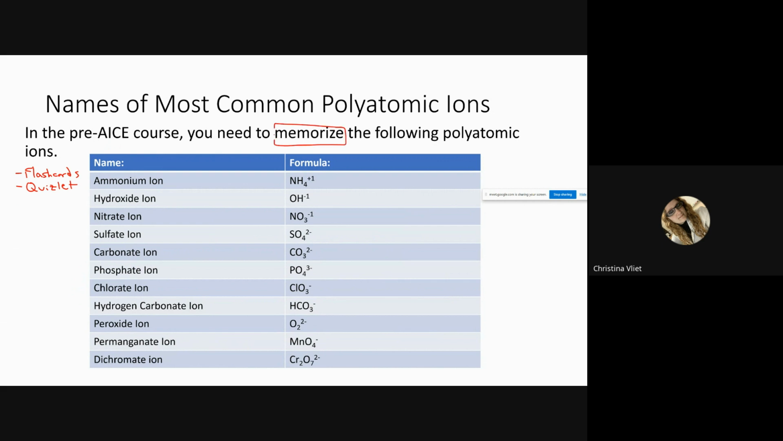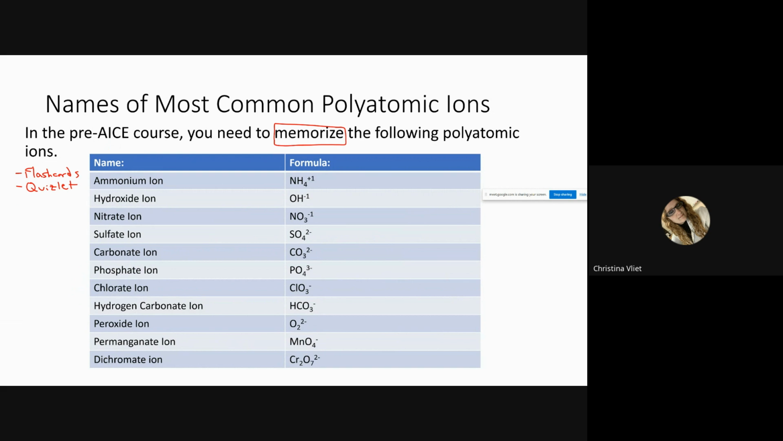And what do I mean by memorized? You straight up need to know that whenever you see NH4 plus 1, that's called ammonium. It's called the ammonium ion. Whenever you see OH minus, that's hydroxide. Whenever you see NO3 minus, that's nitrate. SO4 2 minus, sulfate. CO3 2 minus, carbonate.